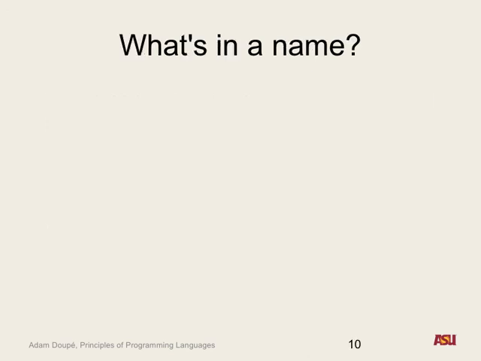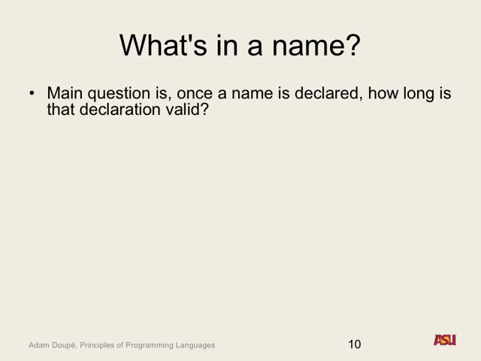Right? So what does this name mean? When I declare a variable I, how long is that declaration valid? Where else in the program can I use that variable I to refer to that thing? So what are some of the possibilities, based on scope? Based on scope, what are some of the ways you could do it?